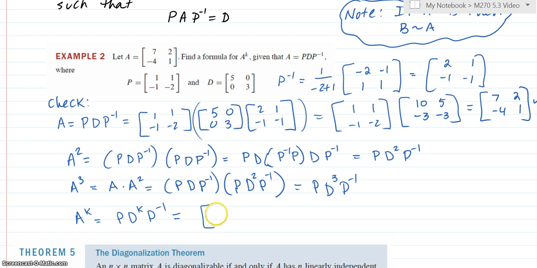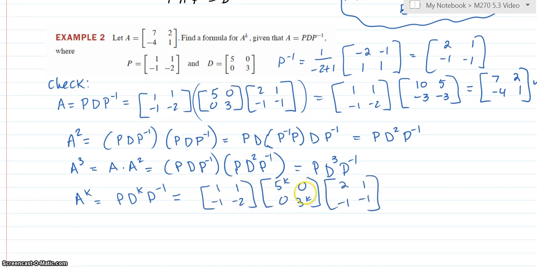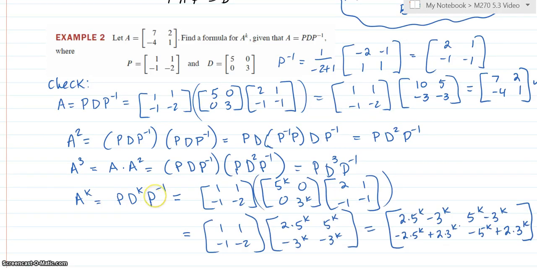So this is going to be P, the D to the k that we found in example 1, and the P inverse that we found up above. If we multiply that together, we do get the answer for the inverse. And here it is. I took the second two first. I multiplied those, though you could do the other way around. And then I multiplied this first one by this result, and it ended up with some crazy formula. That is the answer.